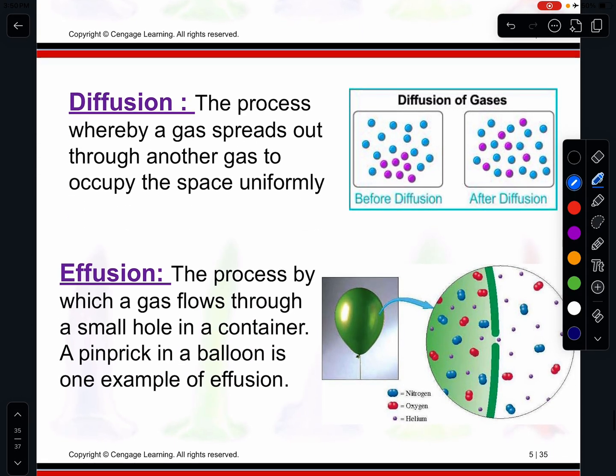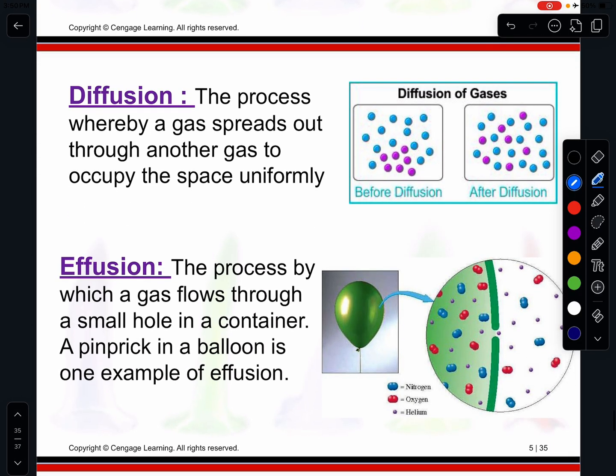Now, when they are moving, there are two different terms we use for their movement through an area: diffusion and effusion. Diffusion is when a gas is in a new container and spreads out as uniformly as possible. In a container, you're going to see here on the right side that these purple and blue molecules spread themselves out so they're pretty equal throughout. They are not going to just be in one area of the container.